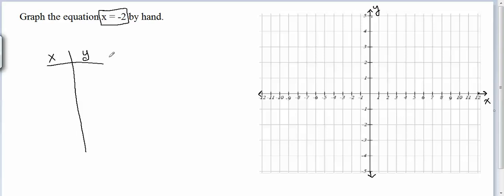So when we're trying to come up with 3 points to plug in for x, we're not allowed to choose, as we might normally have, 0, 1, and 2. The only thing we can choose for x is negative 2. So we have to plug in negative 2, negative 2, negative 2.